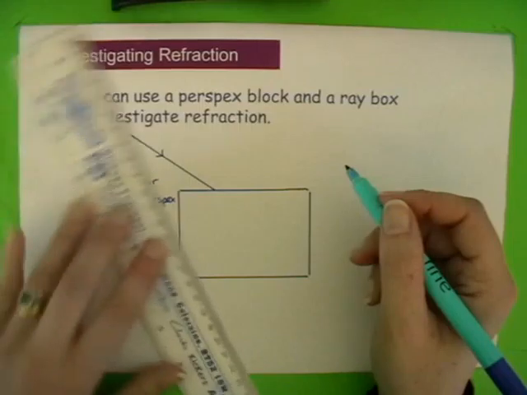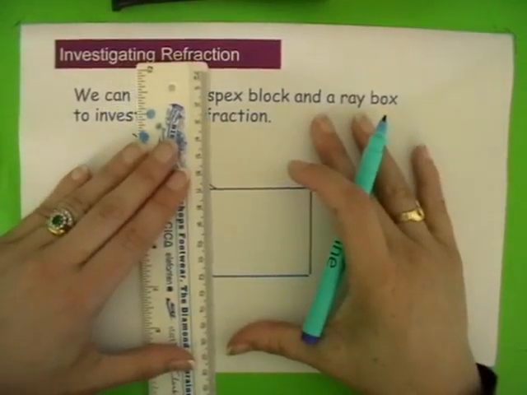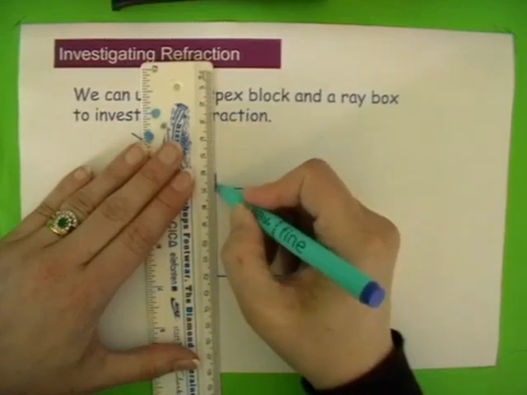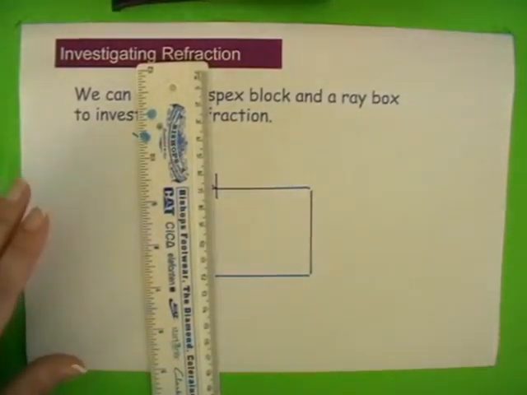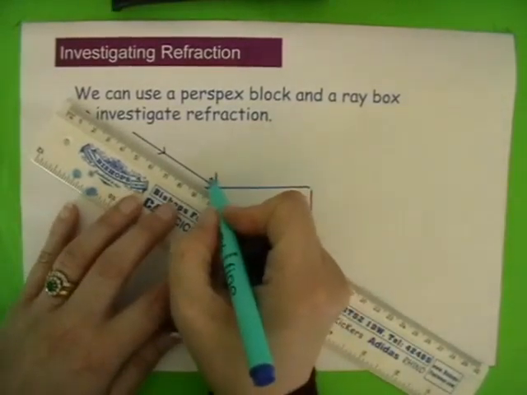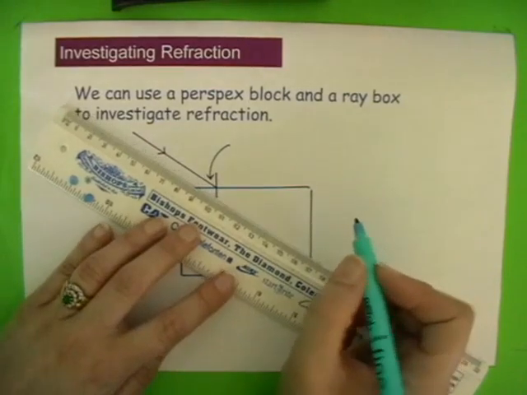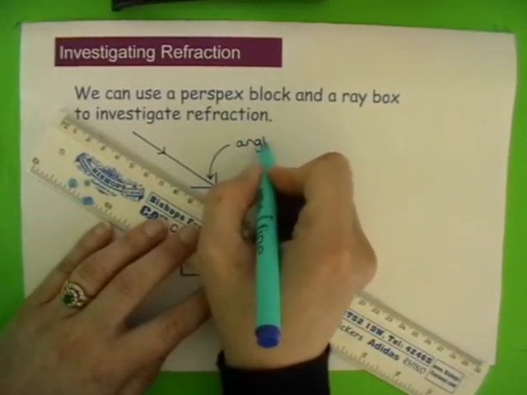And again, we use a normal here to show this bending. So the normal, again, remind ourselves, is at 90 degrees to the surface. And this is our angle of incidence. Again, between the incident ray and the normal is the angle of incidence.